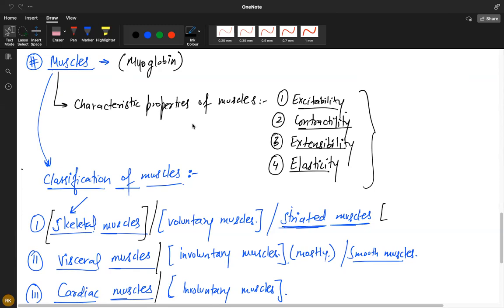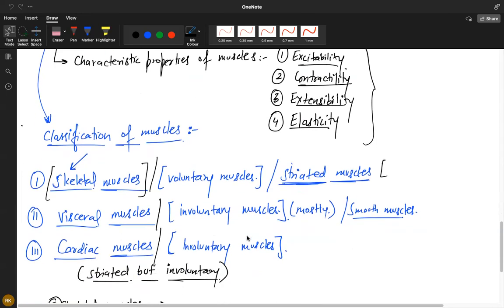And the third point you will write is that skeletal muscles are striated and visceral muscles are smooth. But cardiac muscles are involuntary and striated. Correct? Skeletal muscles are voluntary and striated. Visceral muscles are involuntary and smooth. And cardiac is a mixture of both. So they are striated but involuntary.